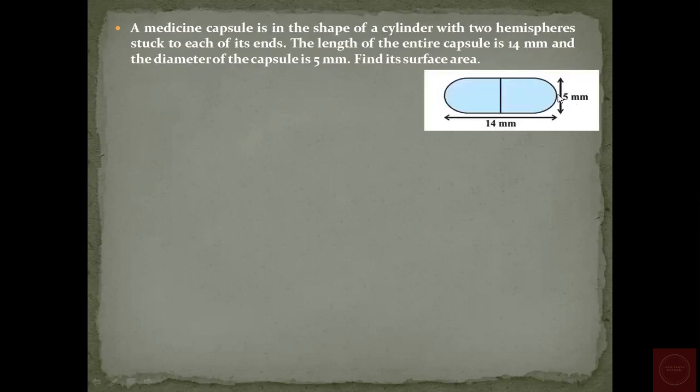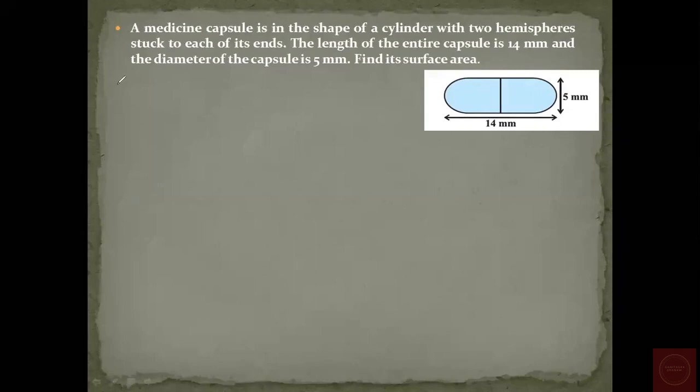So here you can see the diameter is 5 millimeter and the total length is 14 millimeter. The radius of this hemisphere will specify its height, and this one also has the same height. If we subtract these radii from the total length, we get the height of our cylinder. Okay, so let us solve this.